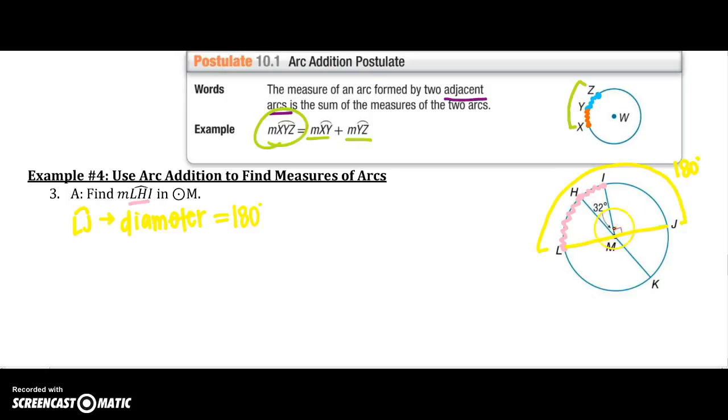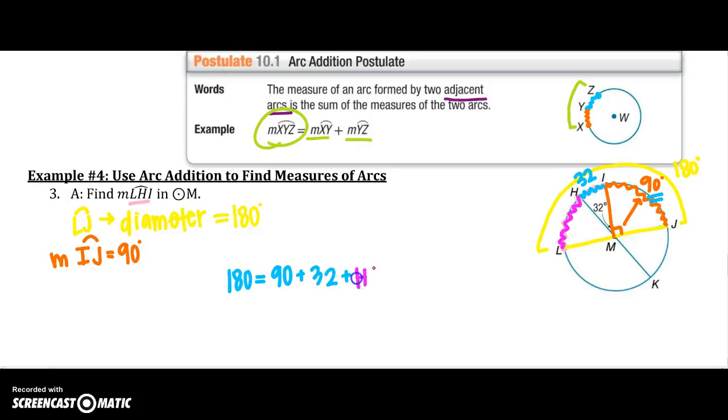Alright, well I also see this central angle right here, which makes arc IJ 90 degrees. Remember, the central angle is also the degree of your arc measure. So I am going to take 180, and that's going to equal 90 degrees, plus I know that HI is 32 degrees. And then I need to figure out what is HL, because that's my remaining piece. I need to find that because this whole arc right there is what they're asking me to find. So I'm going to subtract 90 and subtract 32 from both sides.